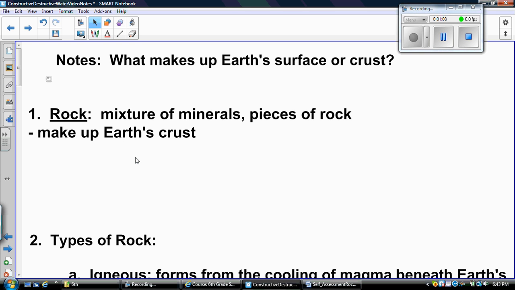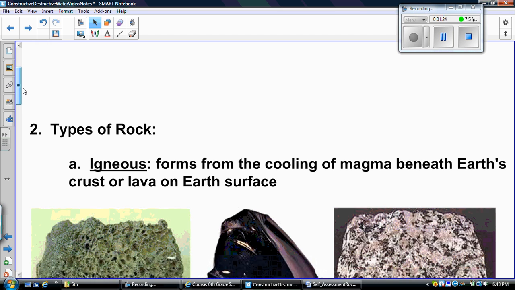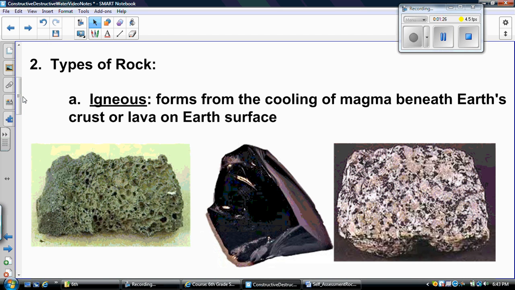Okay, so our first topic is a rock. A rock is a mixture of minerals, or it can be mixtures of pieces of rock. A rock makes up the Earth's crust. There are 3 different types of rocks. Okay, the first type of rock is an igneous rock.